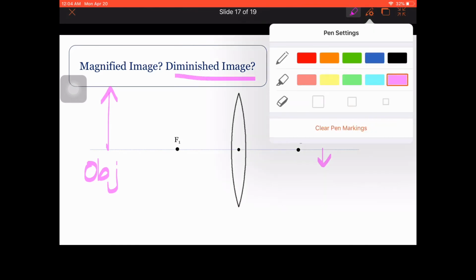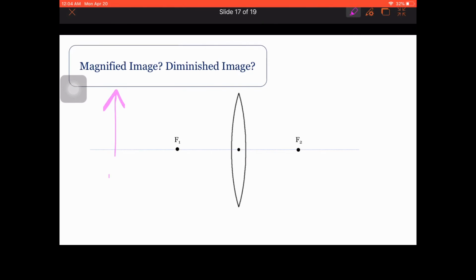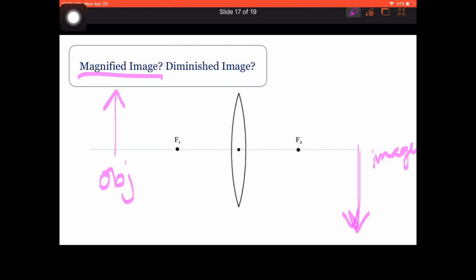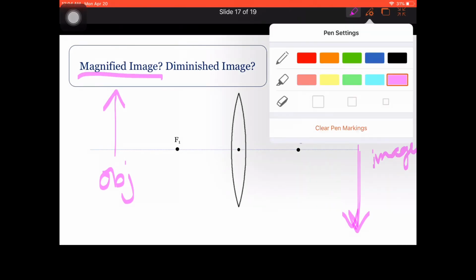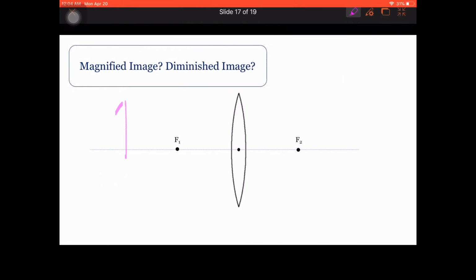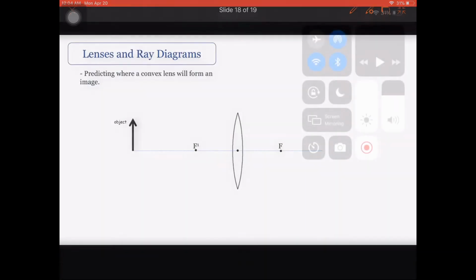But if we have an object over here and we have formed an image on the other side which is bigger than your object, this is your image, then of course this is what we call a magnified image. Sometimes we form images which are the same size as your object, so it's neither magnified nor diminished. You will just say that it is the same size as the object. So that's it about magnified image and diminished image.